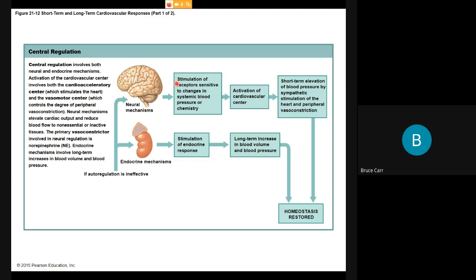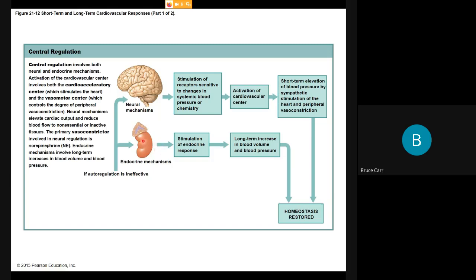But what happens short-term and long-term when we exceed that auto-regulation, that normal flux that we encounter? Neural mechanisms are going to be sensitive to changes of blood pressure, especially, and blood chemistry, mostly oxygen and CO2. It's going to work through the cardiovascular center, and short-term adjustments are going to make that response quick. Endocrine is a little slower.